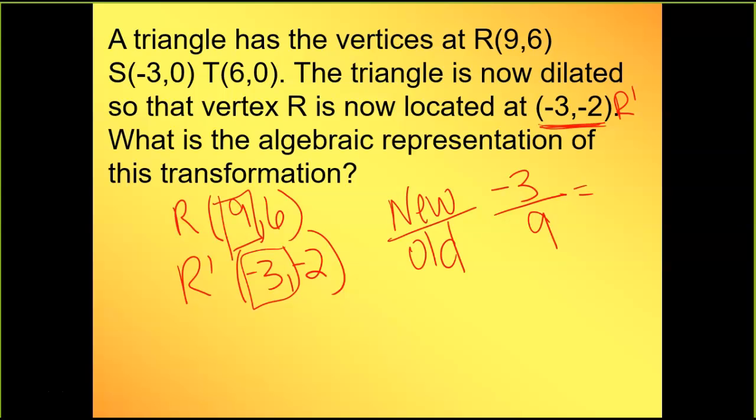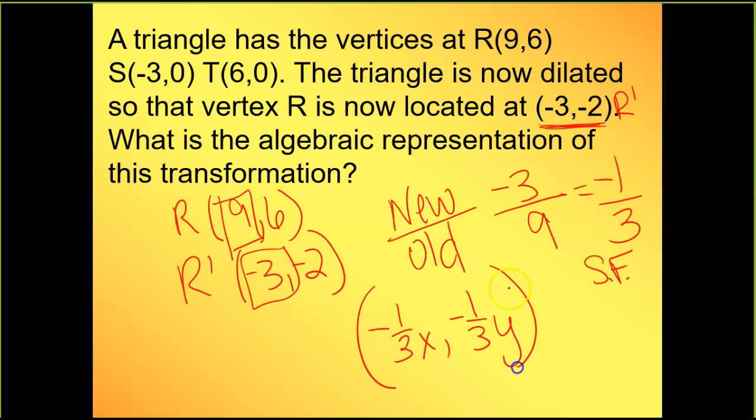Make sure you're doing -3 divided by 9. Your brain automatically did 9 divided by -3. Make sure you're entering the -3 first. You should get -1/3. So if that's my scale factor, what's my rule? -1/3 x, -1/3 y. There's my rule.